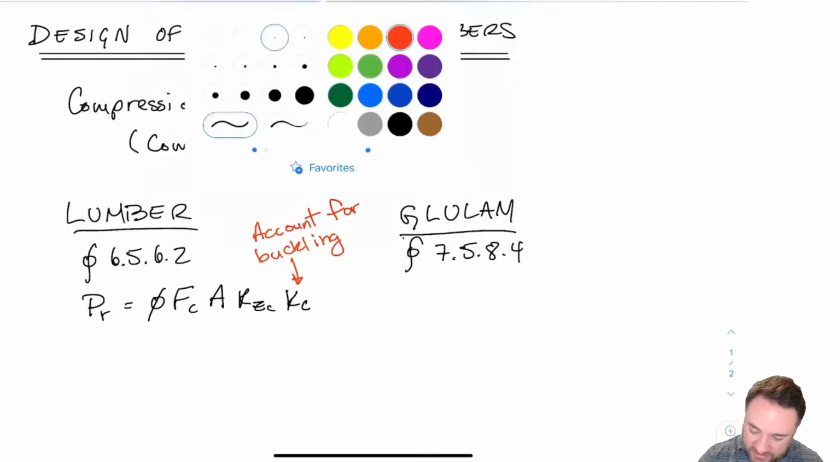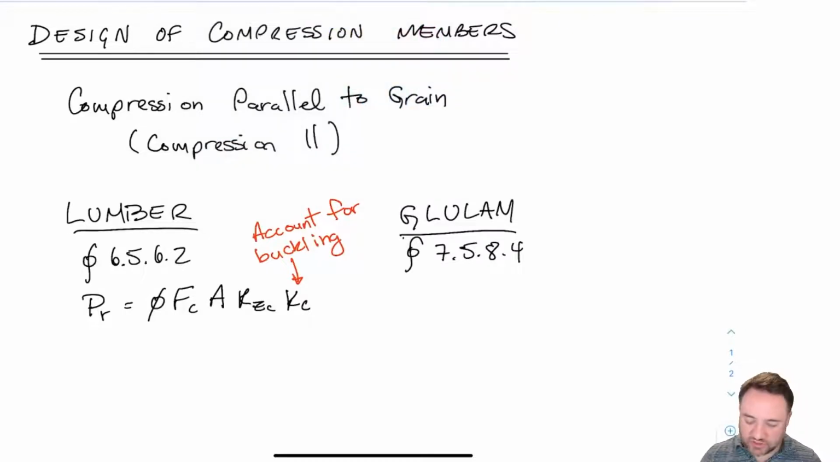And as I said, Kzc is a size effect factor, which we've looked into before, and all those other factors have not gone away because they are still contained in Fc. Capital Fc, which contains the duration factor, system effect factor, treatment factor, and service condition factor.